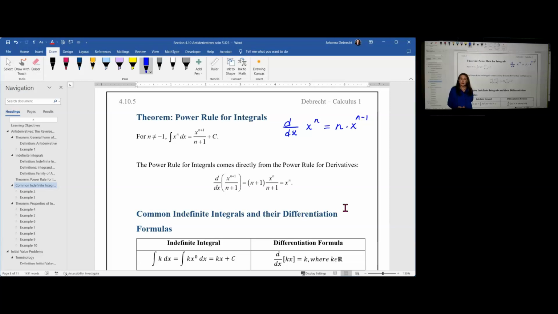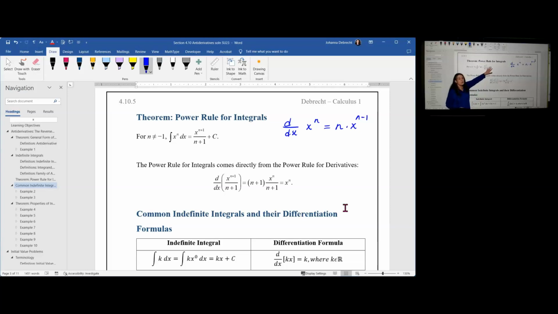We know that reducing the power by 1 was the last thing we did. So the first thing we want to do is increase it back to its original value, which means that for the integral of x to the n dx, we add 1 to the power to get back to the original. In the derivative, the first thing we did was pull the original power to the front. To undo that, we divide by the new power. And then we tack on the plus c to get the whole family of antiderivatives.